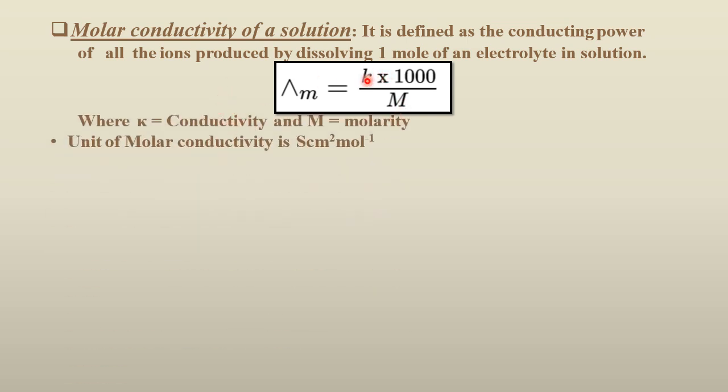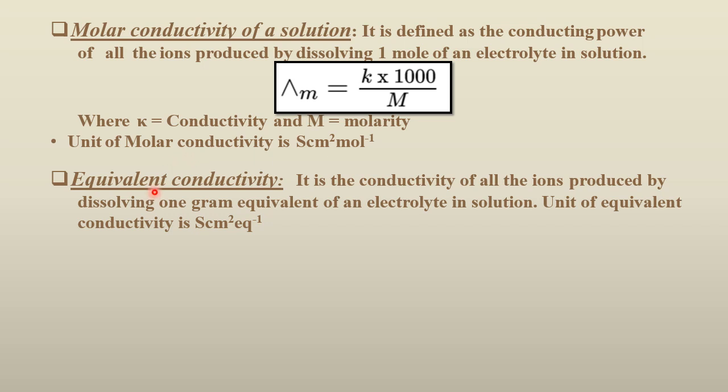Okay, we know what K is. K is kappa, that is conductivity. What is conductivity? We calculate conductivity in terms of resistivity, right? And this is the proportionality constant of conductance.